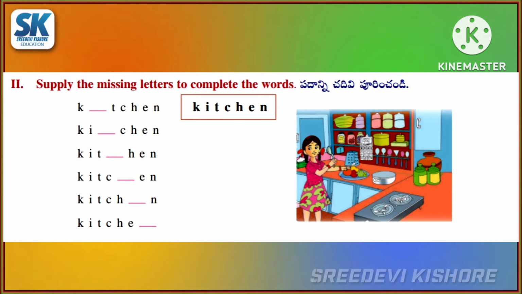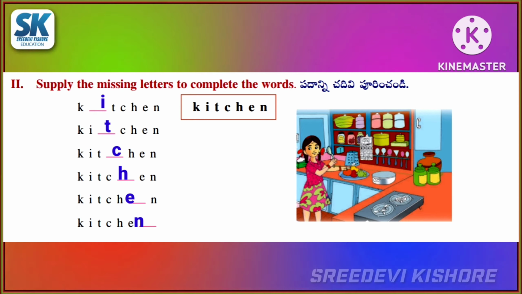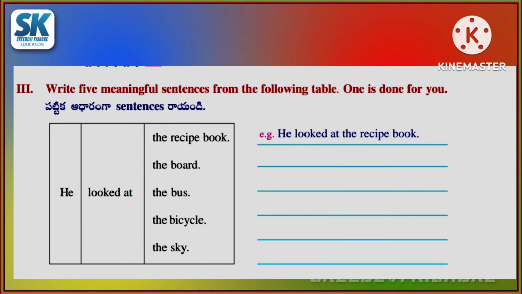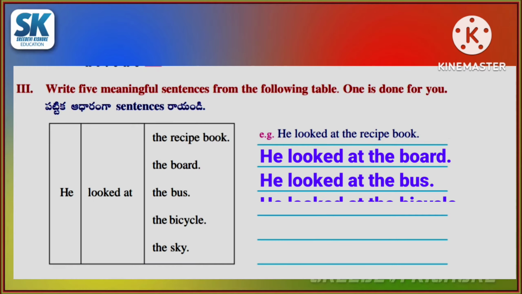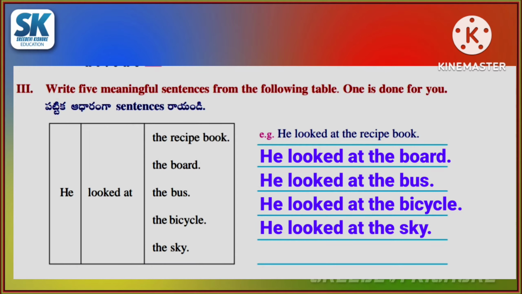Supply the missing letters to complete the words. KITCHEN, kitchen. Write 5 meaningful sentences from the following table. One is done for you. He looked at the recipe book. He looked at the board. He looked at the bus. He looked at the bicycle. He looked at the sky.